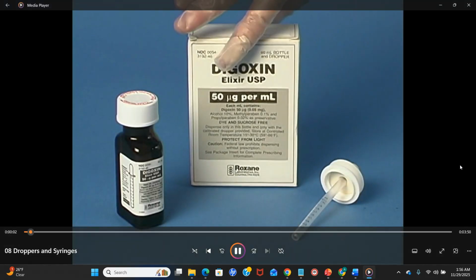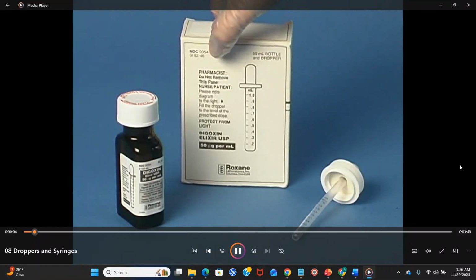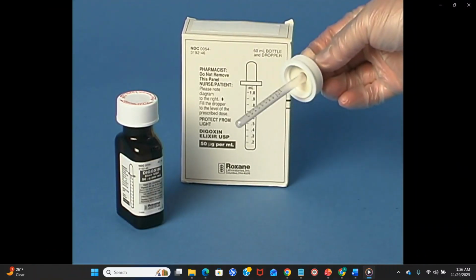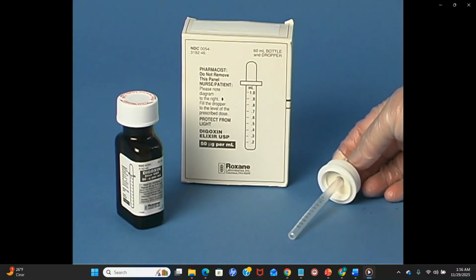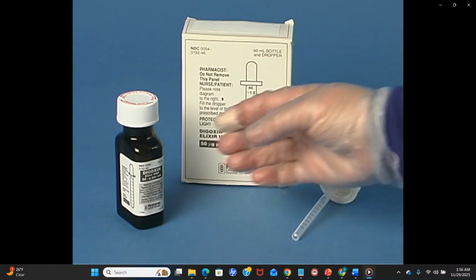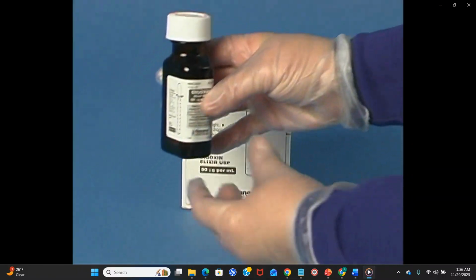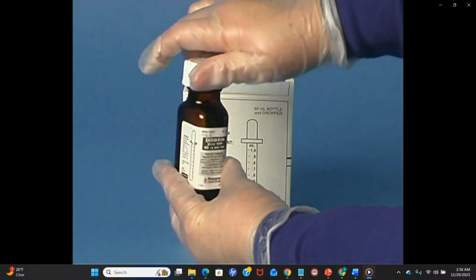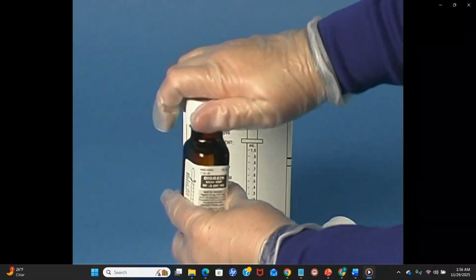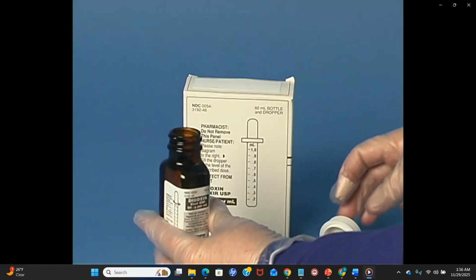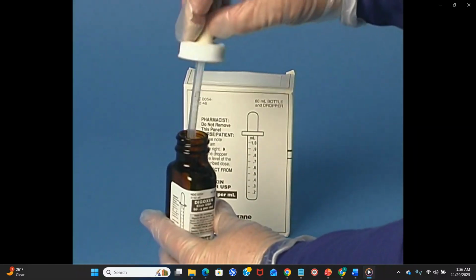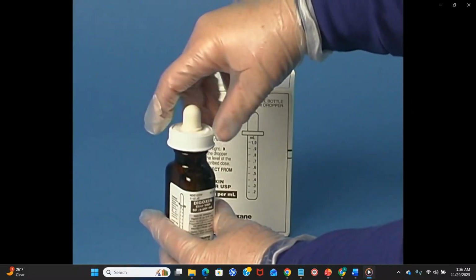Many liquid medications come with droppers to provide accurate measurement of the medication. It is important to use the dropper that comes packaged with the medication to be sure you give the right dose. When you open the package, remove the lid from the bottle and insert the dropper. Throw away the lid and leave the dropper in the bottle for later use.